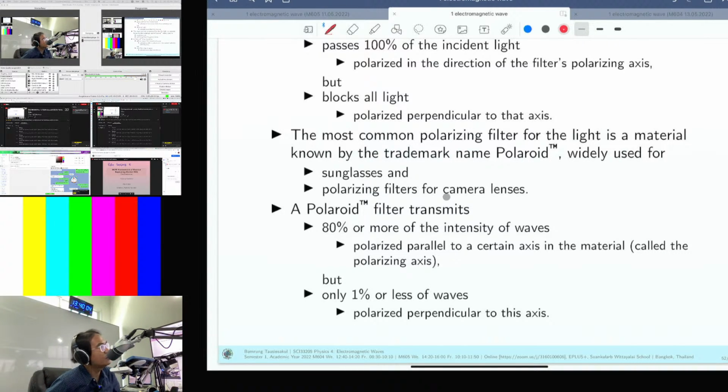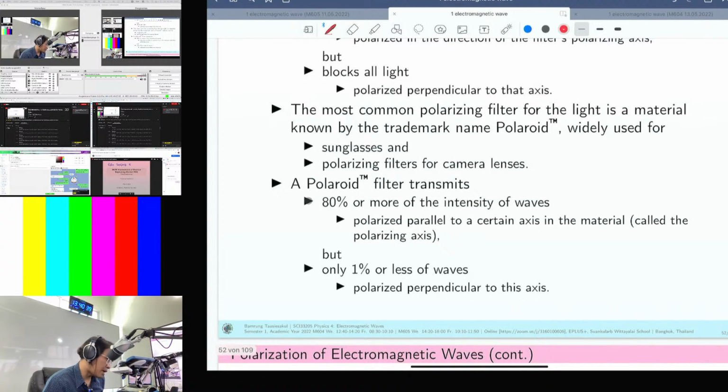I don't know whether you are interested in photography or not, but the polarizing filter is one of the filters for the professional cameraman. We have the ND filter, we have the UV filter, but the polarizing filter is also another type of filter for the professional cameraman. Okay, let's talk about the Polaroid in our subject.